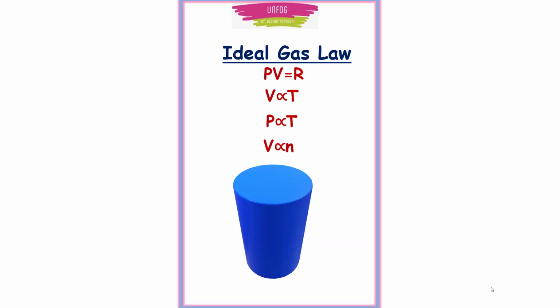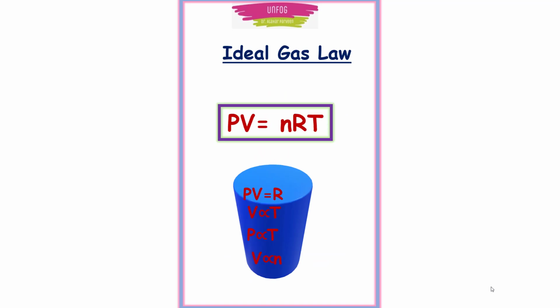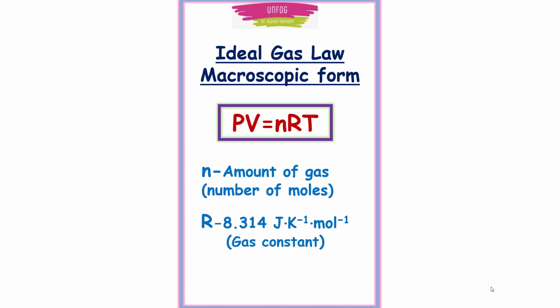Okay. Now putting all these laws together, there is a gas law known as the ideal gas law. This gas law is PV is equal to nRT, where P is the pressure of the gas, V is the volume of the gas, n is the number of moles of the gas, R is the universal gas constant. Don't worry about it right now. T is the temperature.